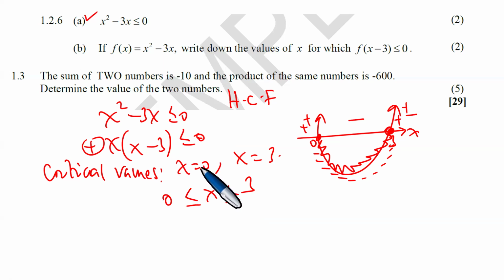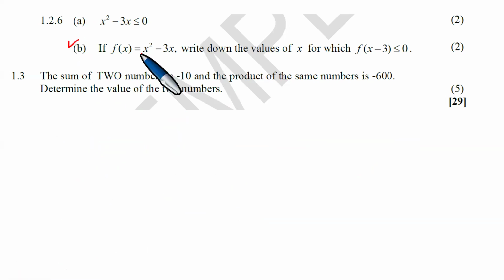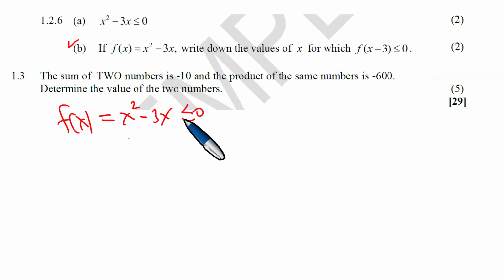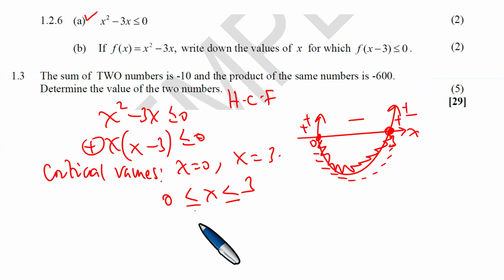Right, we continue. Now, we're focusing on part B right now. And part B says if f of x is this quadratic function, write down the values of x for which the quadratic itself at x minus 3 is negative. So in other words, we looked at f of x equals x squared minus 3x, and then we said this is less than or equal to 0, and we got x is between 0 and 3. We did that in the previous question over here.